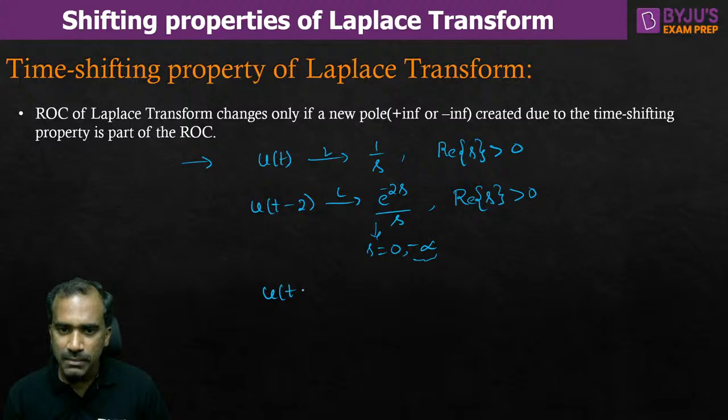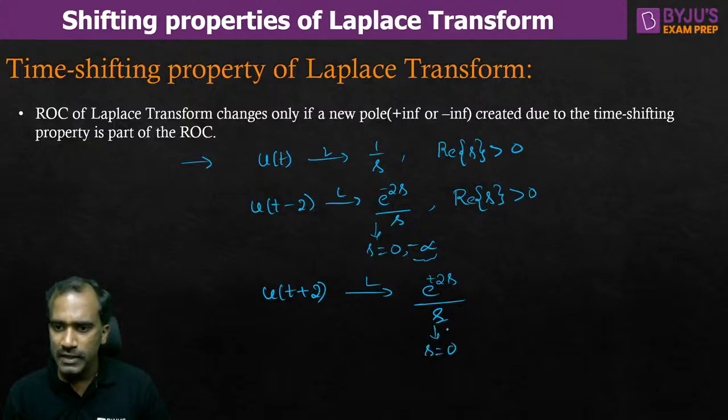Let's see one more example. We'll get more clarity. Let's see u of t plus 2. What is the Laplace transform? It is e power plus 2s divided by s. What are the poles? s equal to 0, we know that it is a pole. s equal to plus infinity is the pole. Now, what happens to the ROC?